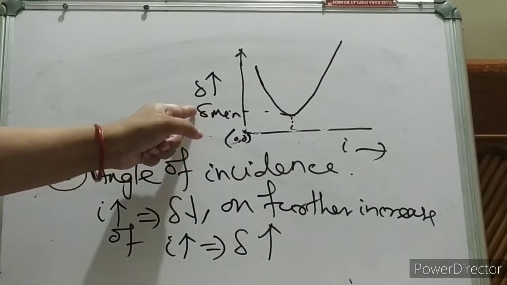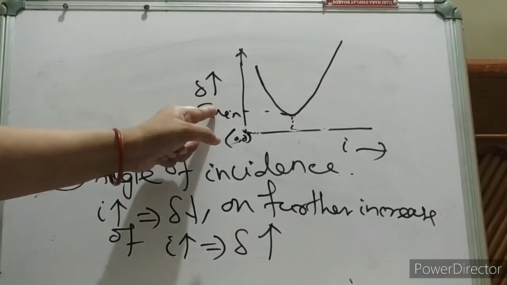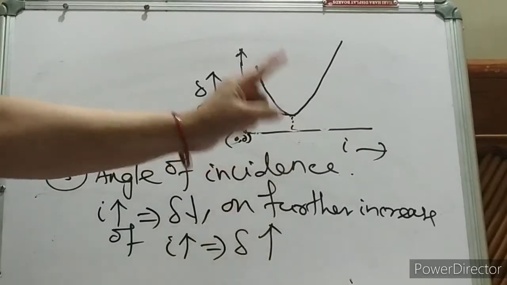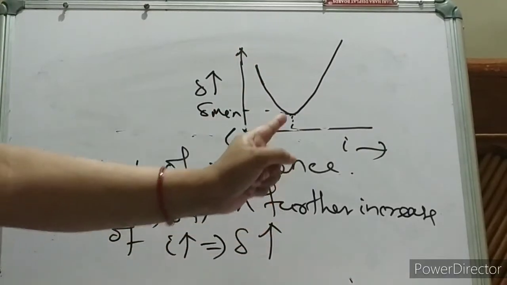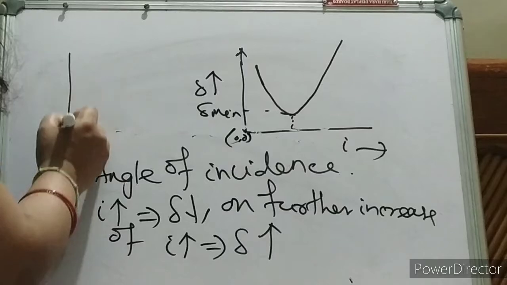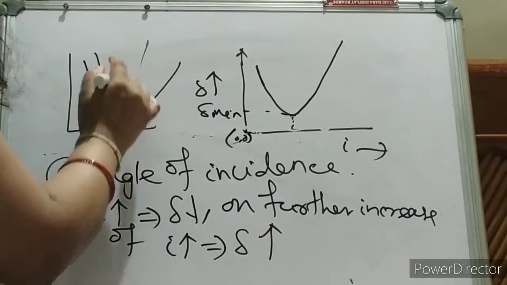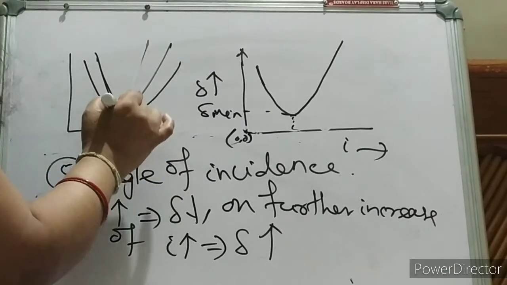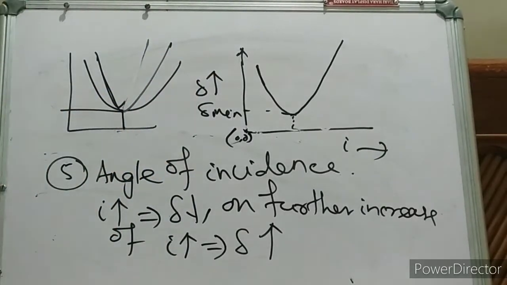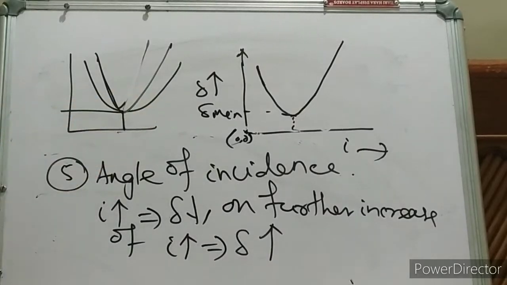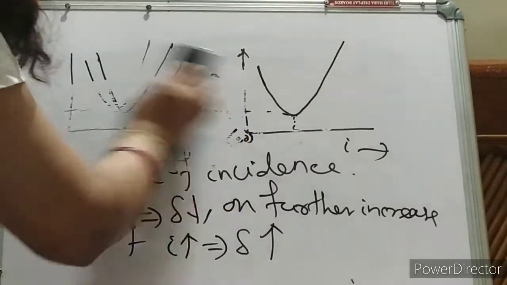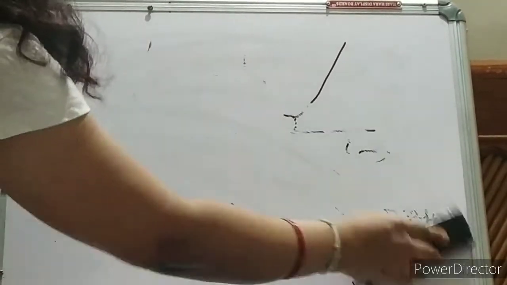Mark it, note it, children. This delta minimum deviation is only for one particular angle of incidence. There is no range. It is very sharp. For only one angle, you will get the angle of minimum deviation. Okay, is it clear? Now we'll discuss what are the causes for this minimum deviation of the light rays.